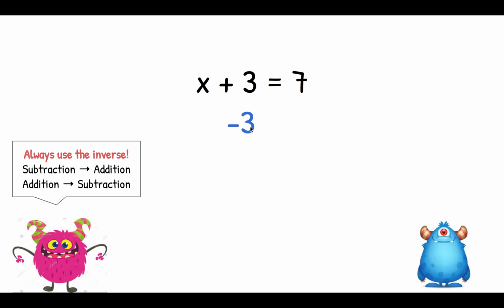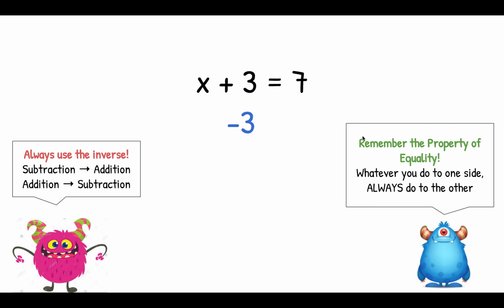But now, if you subtract 3 on this side, the equation won't be balanced or equal anymore, because you already established that x plus 3 is equal to 7, and now that you're subtracting 3 from one side, it's not going to be equal anymore. So what you need to do is use the property of equality. The property of equality basically states that whatever you do to one side, you always need to do to the other side, no matter the circumstance you're in. So what we need to do is subtract 3 from the other side to keep the equation balanced.